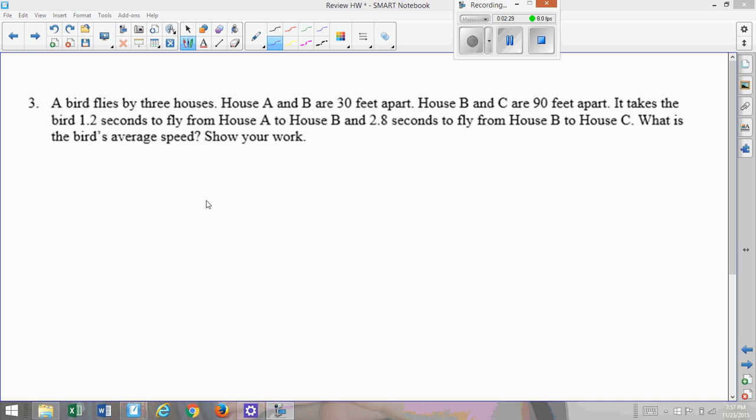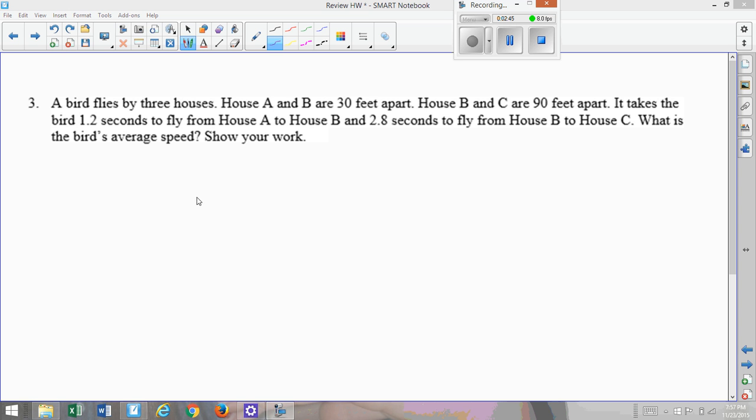Okay, a bird flies by 3 houses. Houses A and B are 30 feet apart. Houses B and C are 90 feet apart. It takes the bird 1.2 seconds to fly from house A to house B and 2.8 seconds to fly from house B to house C. What is the bird's average speed?